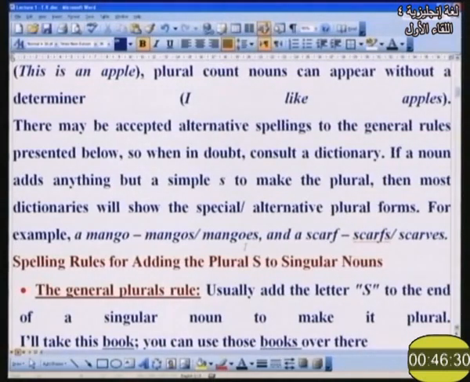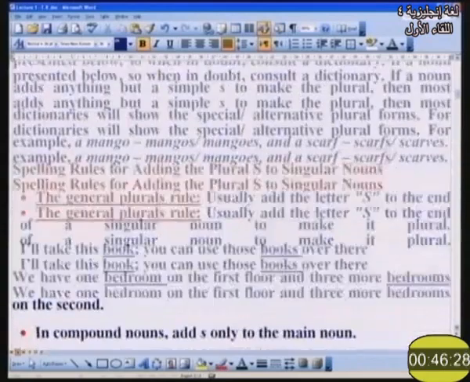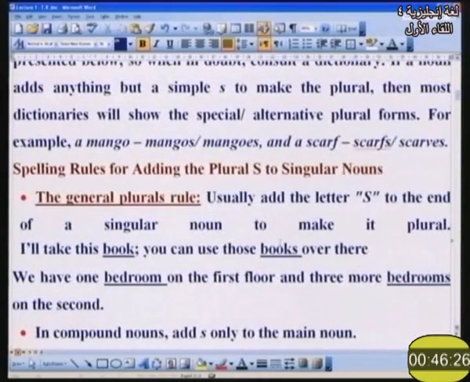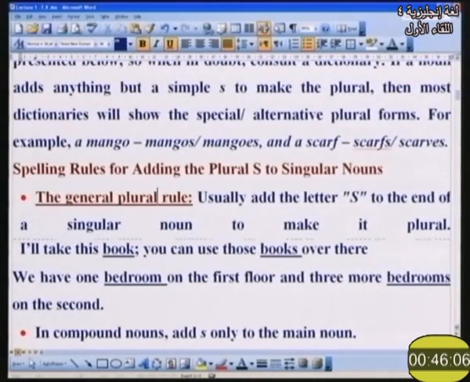Okay. Let's move to the general rules for forming the plural. Spelling rules are mainly related to spelling, what to add and what to change and what to omit in a word. The general rule is to add the letter S to the end of a singular noun to make it plural. This is the general and the basic rule that we should follow.